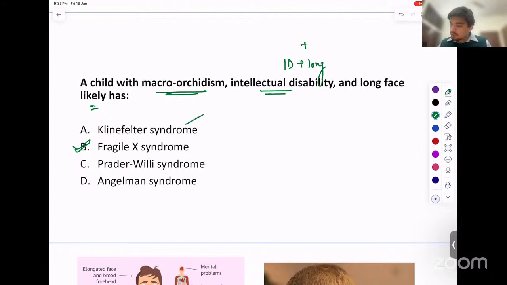So in Klinefelter, what's going to be there? Will there be a long face? No, there are long limbs. Klinefelter has long limbs. Prader-Willi has hypogonadism, micro testes are there. In Angelman, they haven't given any history of the happy puppet with inappropriate laughter and ataxia like this.